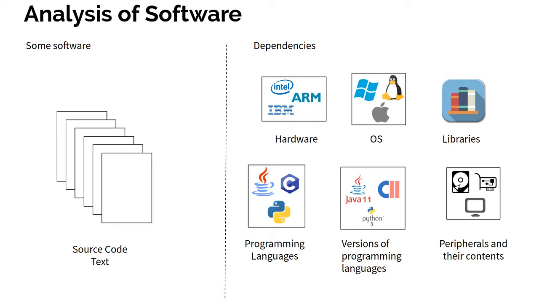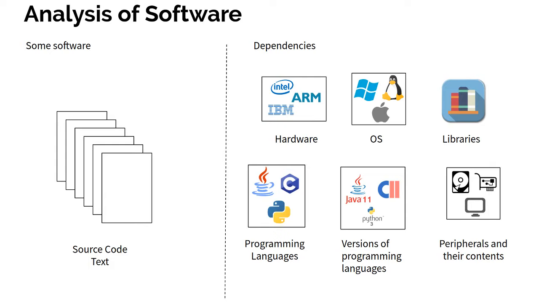Now, these three categories of dependencies are still not enough to run the software. We also need a programming language, and the three major programming languages are Java, C, and Python. And of course, we need to use a specific version of one of these languages. So, for example, Java 11, C 11, or Python 3.